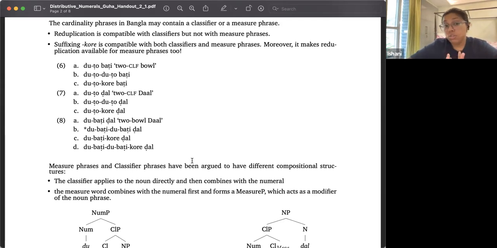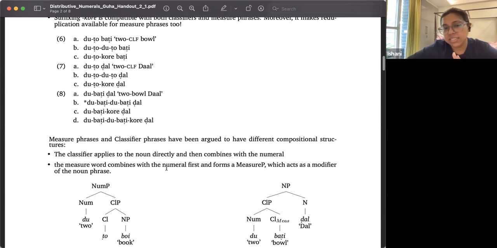Okay, no problem with kore suffixation at all, right? So dubati kore dal is perfect. And people have reported that they like dubati kore dal. Okay, so actually this is very interesting, and it's also very puzzling.